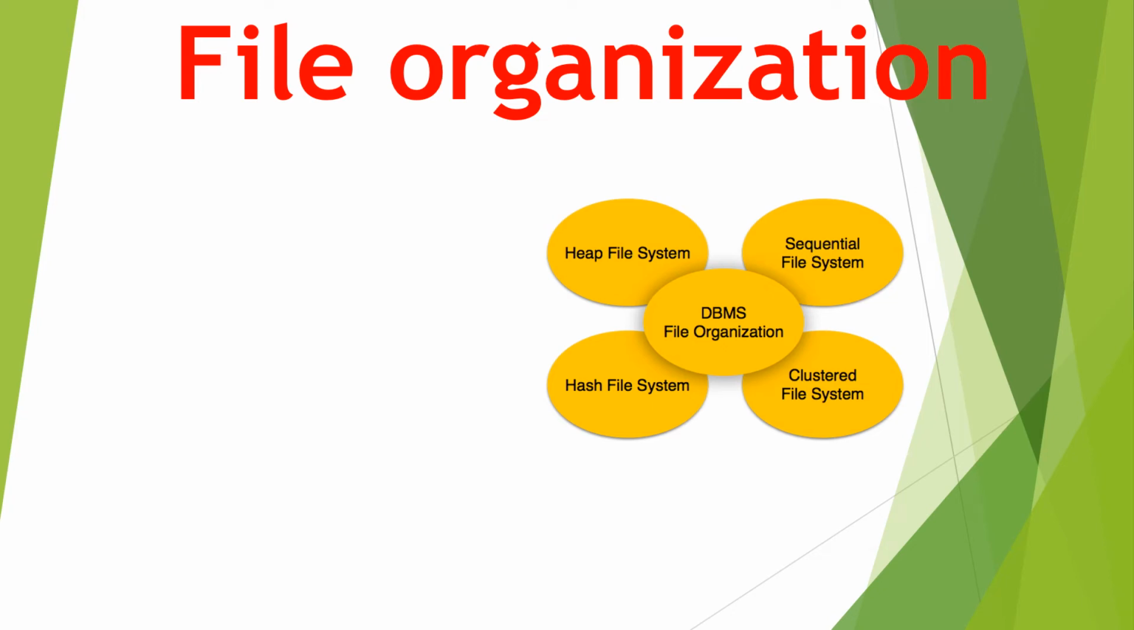Hello students, let's see file organization in DBMS. Basically, file organization is a logical relationship among various records. This method defines how file records are mapped onto disk blocks. It means of identification and access to any required data.